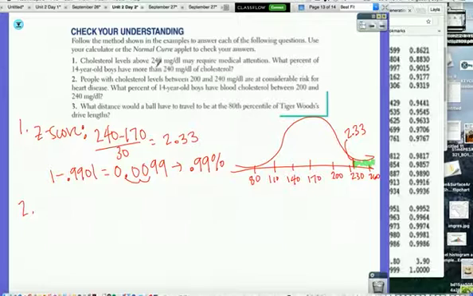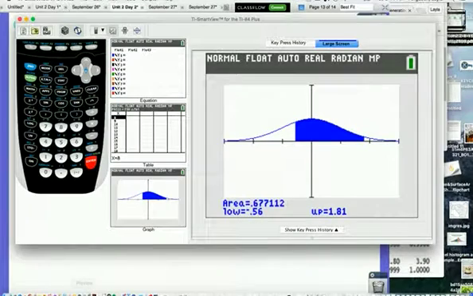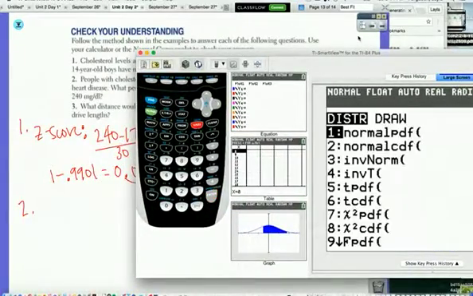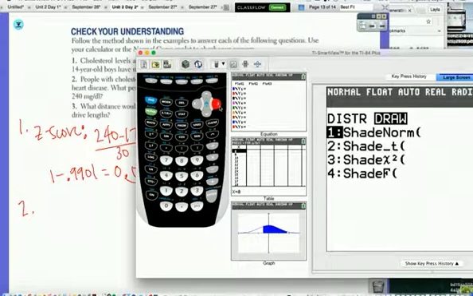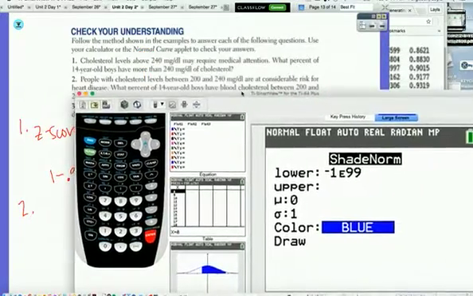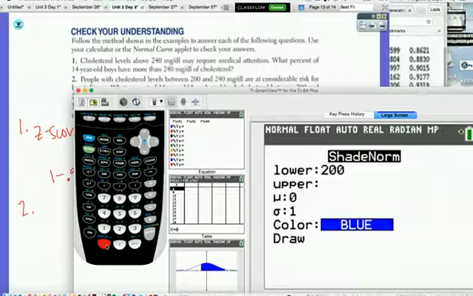For 2, it says people with cholesterol levels between 200 and 240 milligrams per deciliter are at considerable risk for heart disease. What percent of 14-year-old boys have blood cholesterol between 200 and 240 milligrams per deciliter? So I think it's easier on this one probably to use the calculator. So I would go to the calculator, and I know it's normal, so I'm going to do second distribution. I'm going to go to draw so that I can see what this actually looks like. Shade normal. My lower bound is going to be 200. My upper bound is going to be 240.